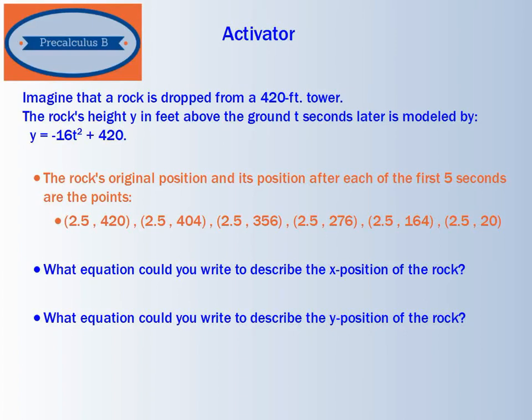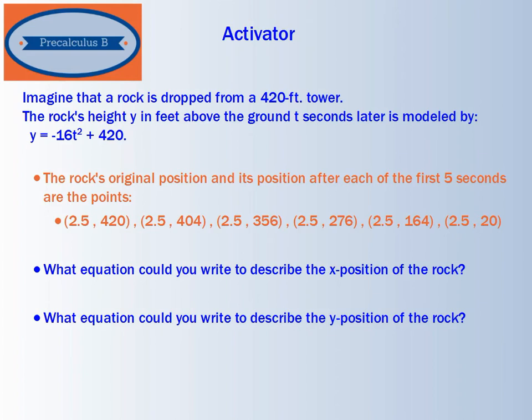For your activator today, take a look at this scenario. Imagine that a rock is dropped from a 420-foot tower. The rock's height, y, in feet above the ground t seconds later, is modeled by the equation y equals negative 16t squared plus 420. The rock's original position and its position after each of the first 5 seconds are the points (2.5, 420), (2.5, 404), (2.5, 356), (2.5, 276), (2.5, 164), and (2.5, 20).